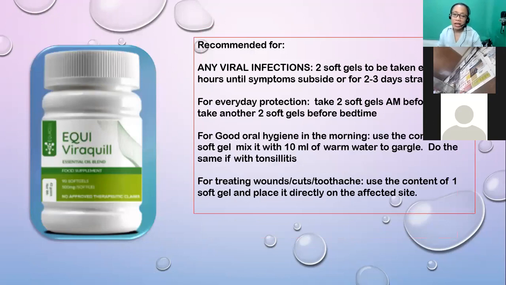Okay, so that is Equi Glutaheart. Now we go to Equi Viraquill. In Equi Viraquill, this is composed of 10 essential oils. So again, 1 essential oil is good, 2 essential oils are better. Imagine the power of 10 essential oils.